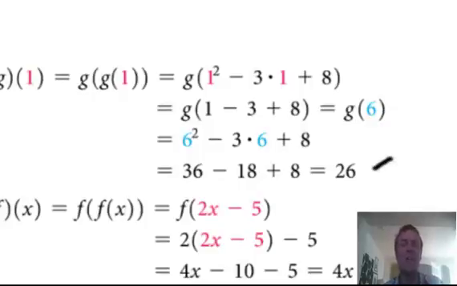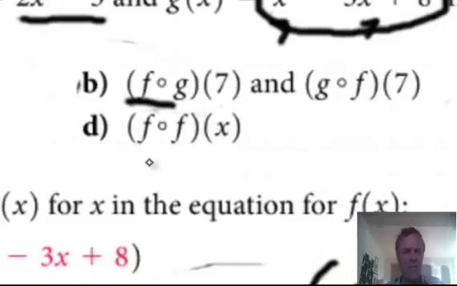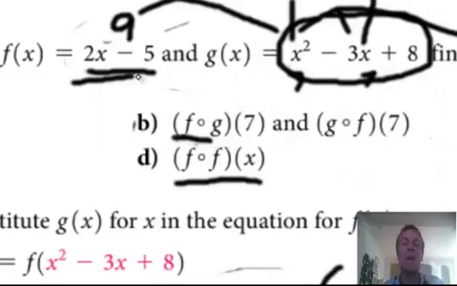Okay, so you notice I didn't do any of the complicated equations. I just put 1 into the g equation, got the answer, which came out to be 6. Then put the 6 back in, and came out with 26. So if I do this one here, f of x, I'm going to take 2x minus 5, and I'm going to put it back into itself. I'm going to replace this x here with 2x minus 5. This isn't as bad.